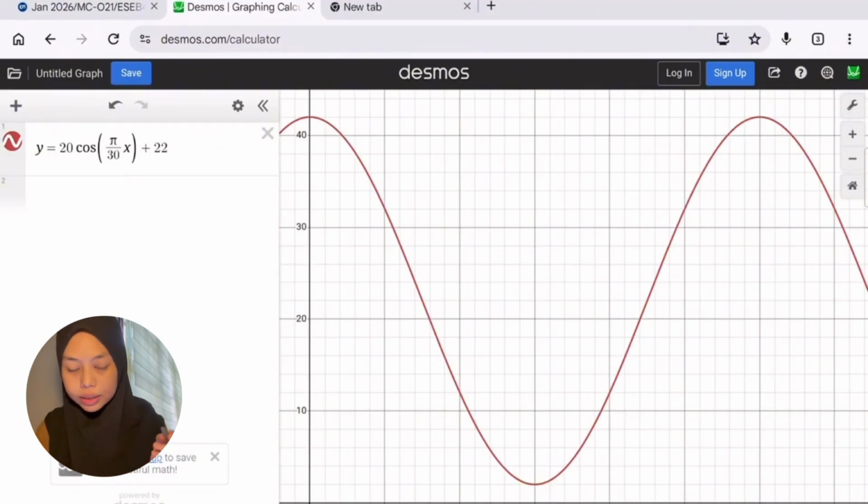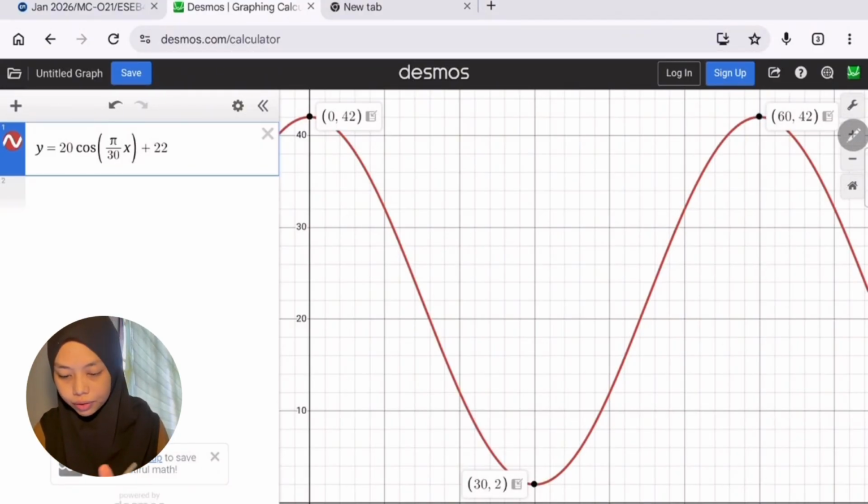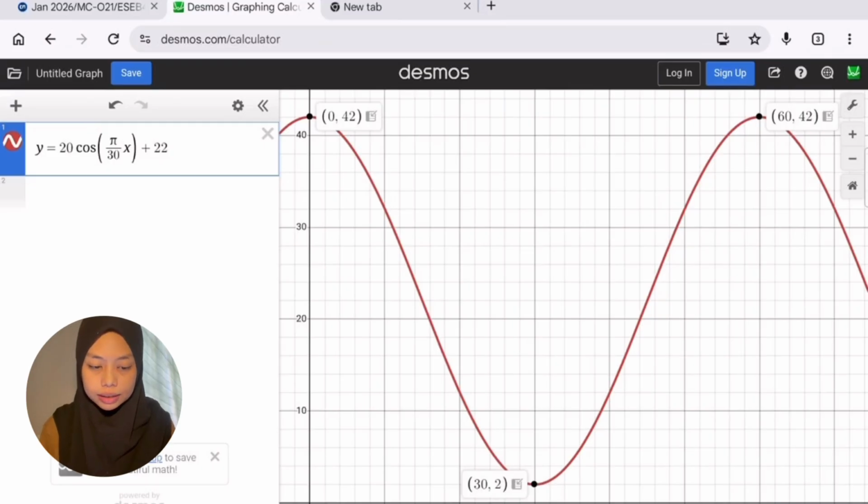From the equation and the information, we could see that our amplitude is positive, our period is 60, and our maximum and minimum values are 2 and 42. So now let's look at our Desmos. From this, we could see that our graph looks like this. As I said before, it starts from the top of the Ferris wheel, which is at 0, 42, and it goes down until 30, 2, and it will go up again until 60, 42.